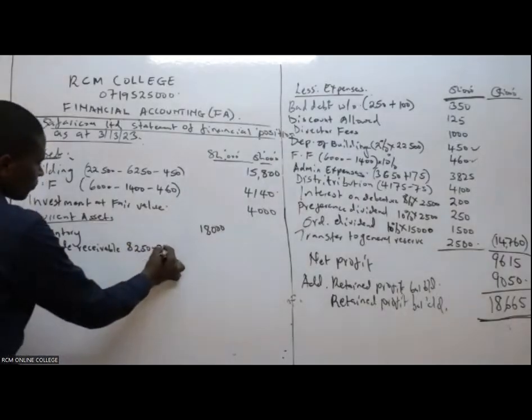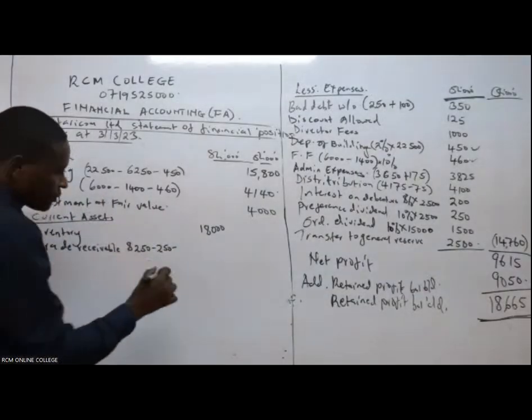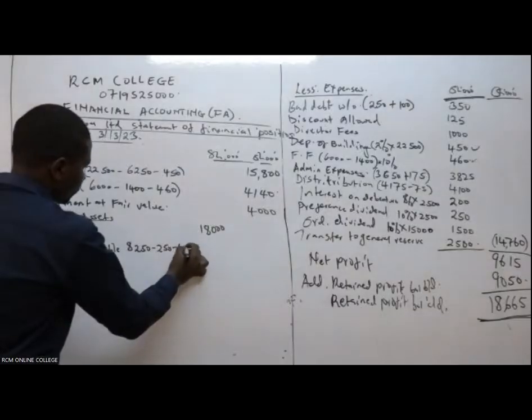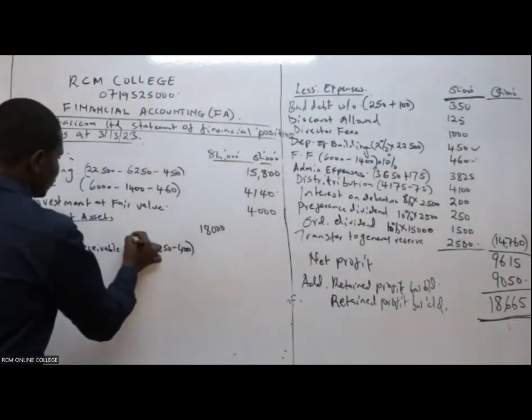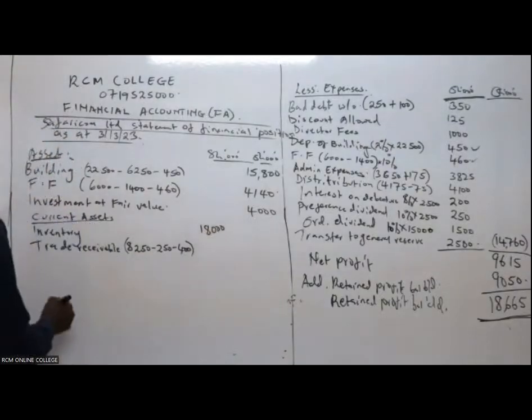Minus 250. Minus what? The allowance for doubtful debts, the 5% of 8,000. Put your value there. Then prepayment.